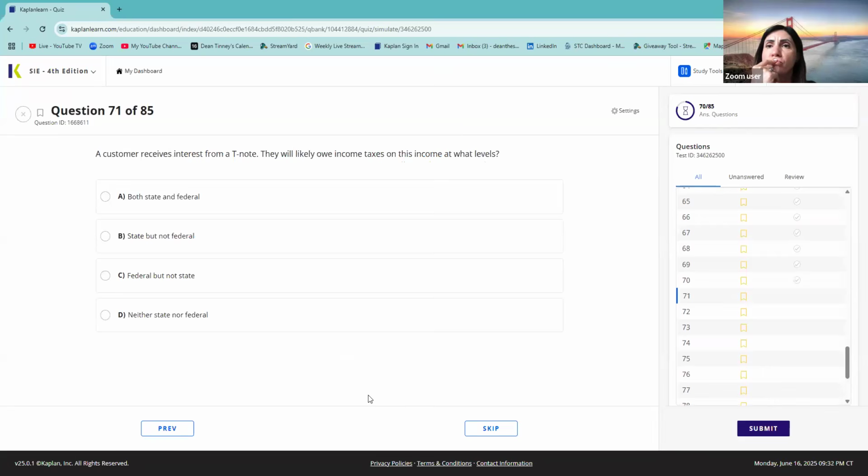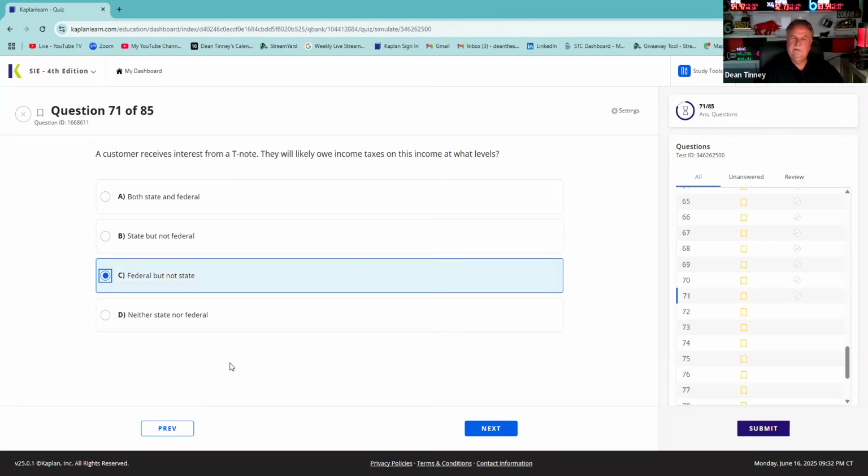A customer receives interest from a Treasury note. They will likely owe income taxes on this income at what levels? So this is the second time you've had this kind of question. So the customer receives interest from a T-note, they will likely owe income taxes on this income at what level? So it's federal, right? That's right. Remember, the U.S. Treasury can and will tax you. States would like to, but can't.